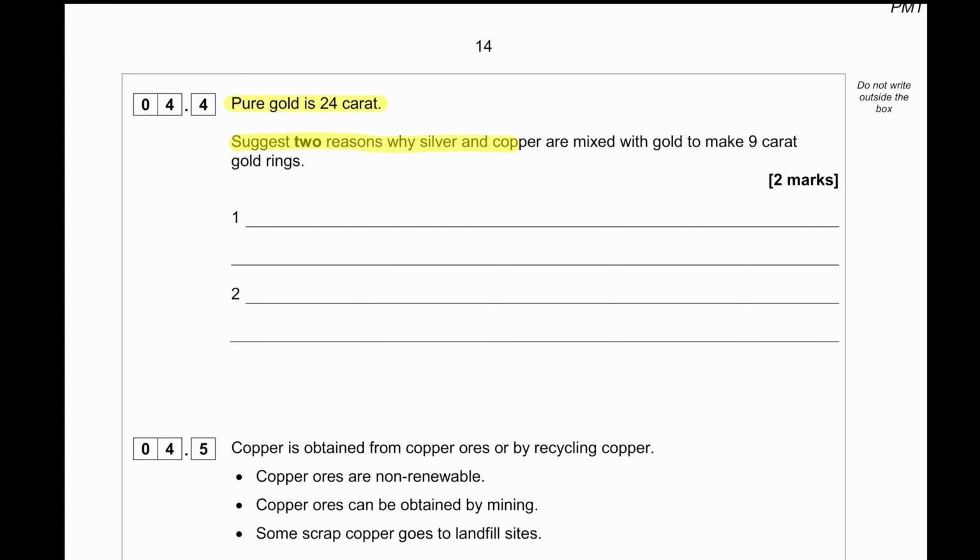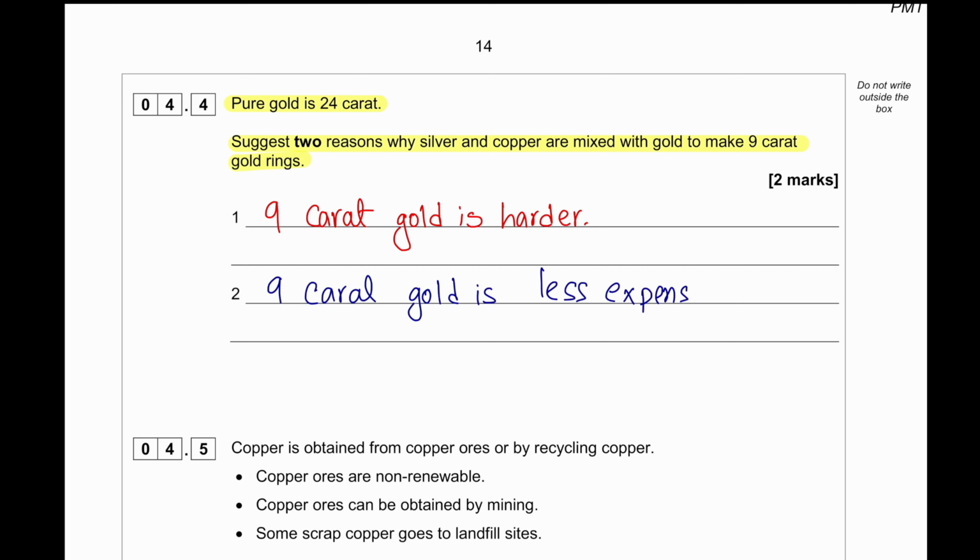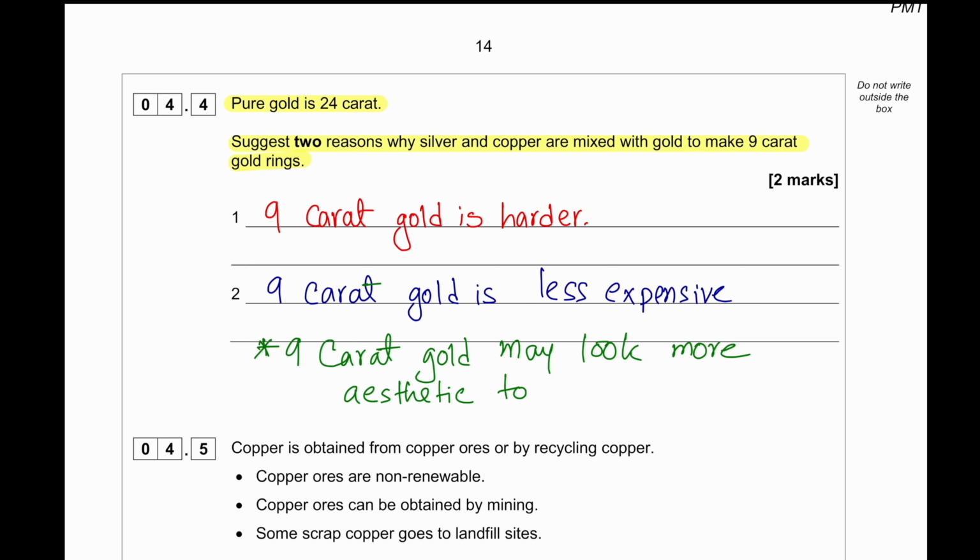Suggest 2 reasons why silver and copper are mixed with gold to make 9-carat gold rings. A 9-carat gold ring is harder than a 24-carat gold ring, and it is less expensive. And another thing is 9-carat gold has a distinctive color which is different than 24-carat gold, and thereby could be more attractive to the person who is going to buy it or use it.